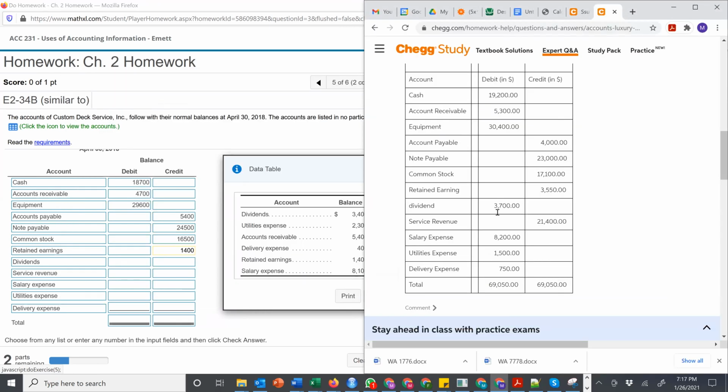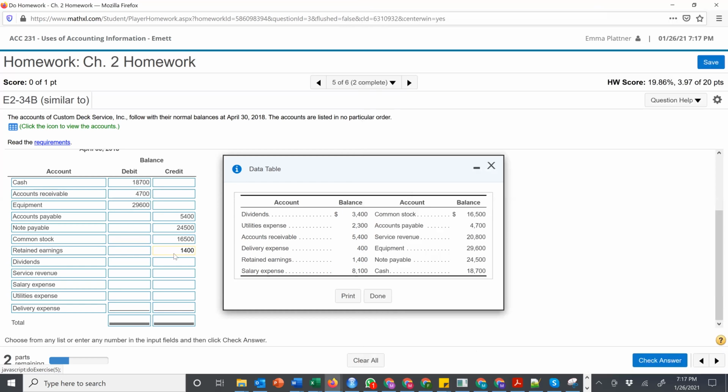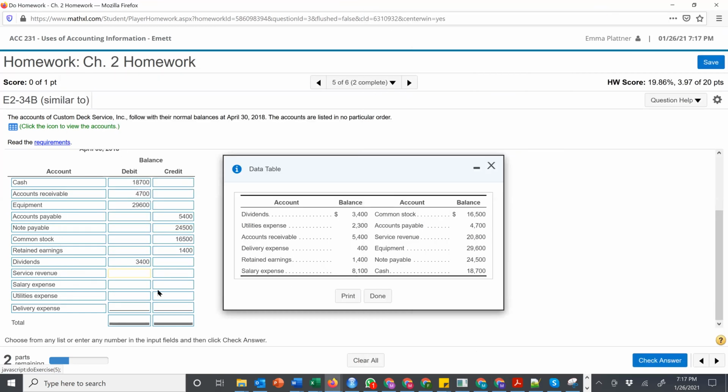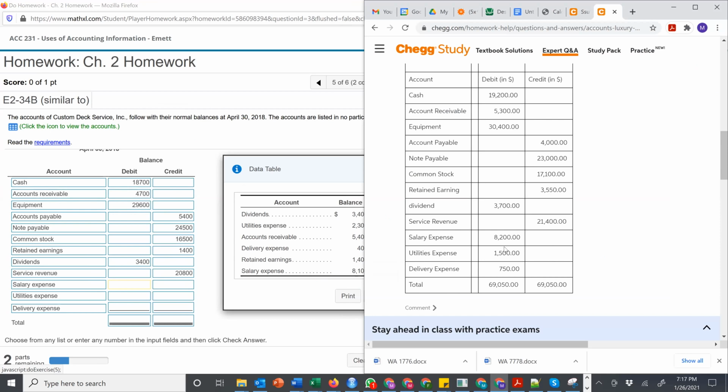Dividends are what you own. That doesn't make any sense to me. Okay. Service revenue should be something you keep, but I guess it's over here on the right. This is why I'm not very good at explaining, because I don't know why some of these things are on one side or the other. Salaries expense is definitely something I would think you would have to pay out.